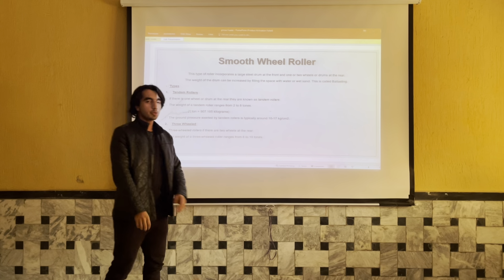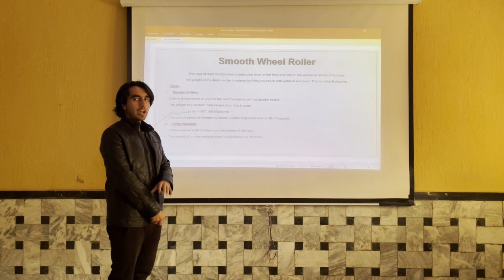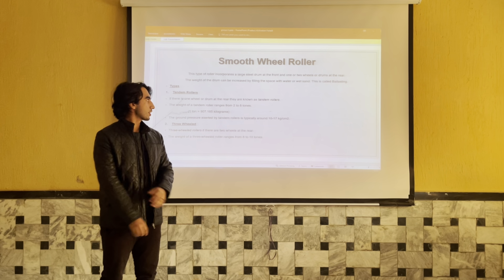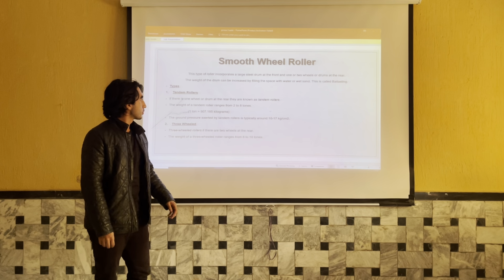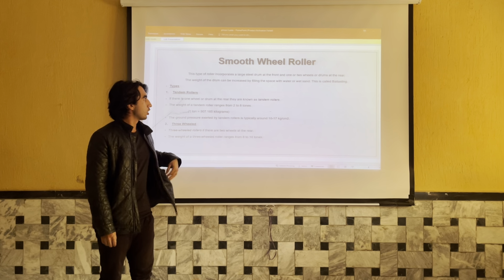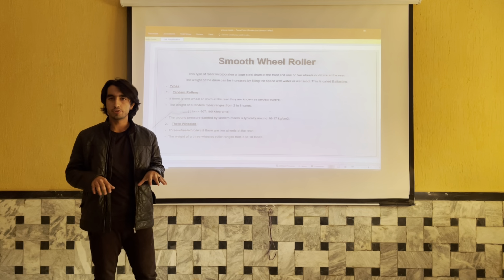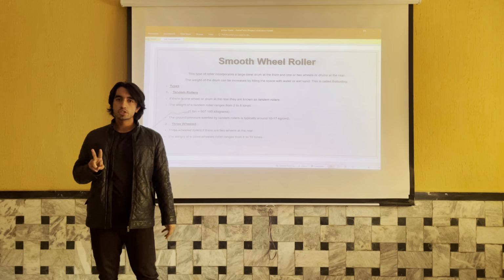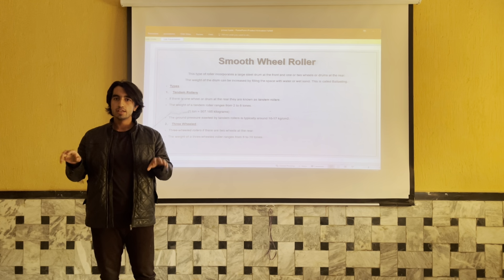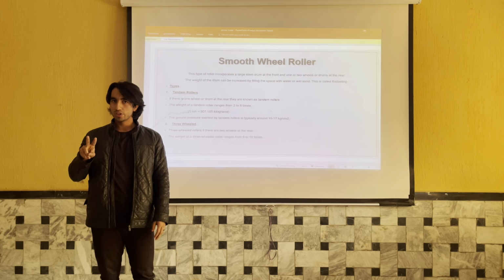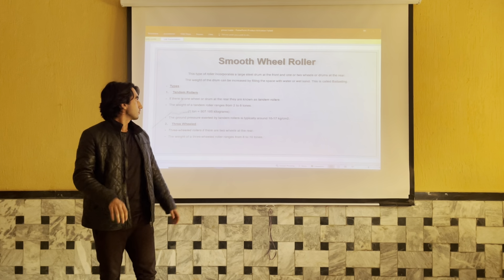Thank you so much, Humayun, for inviting me. Now, as Humayun mentioned, there are types of heavy machinery which are used for compaction of soil. First of them is a smooth wheel roller. Now, this type of roller incorporates a large steel drum at the front and 1 or 2 wheels or drums at the rear. This means that there are 2 types of these rollers. One may have 2 drums, one in the front and one in the back. And the second type has 2 wheels in the back and 1 roller in the front.